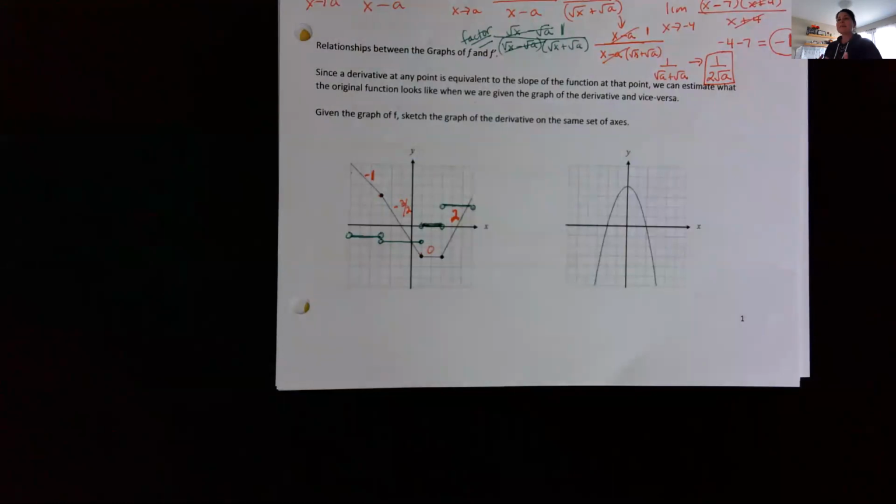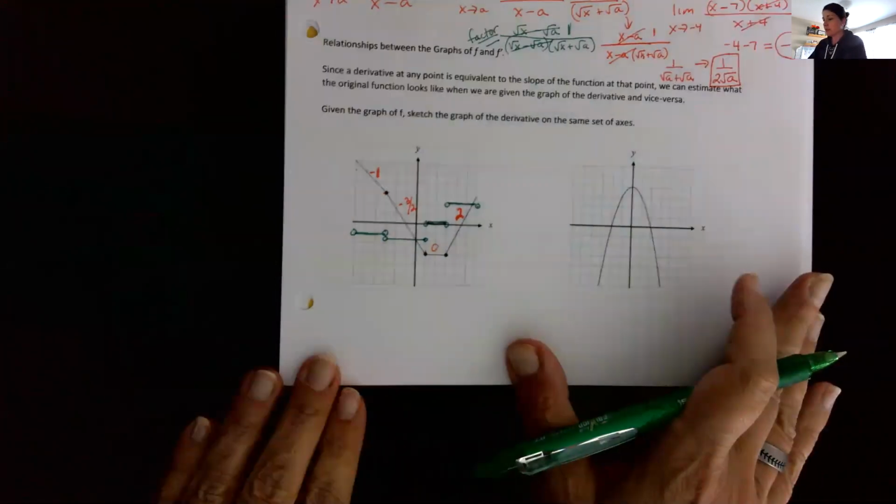Okay. Line segments are the easiest ones to start with because you have a slope that you can actually calculate. Parabola. So before we dig into the parabola, let's also look at something that just happened.